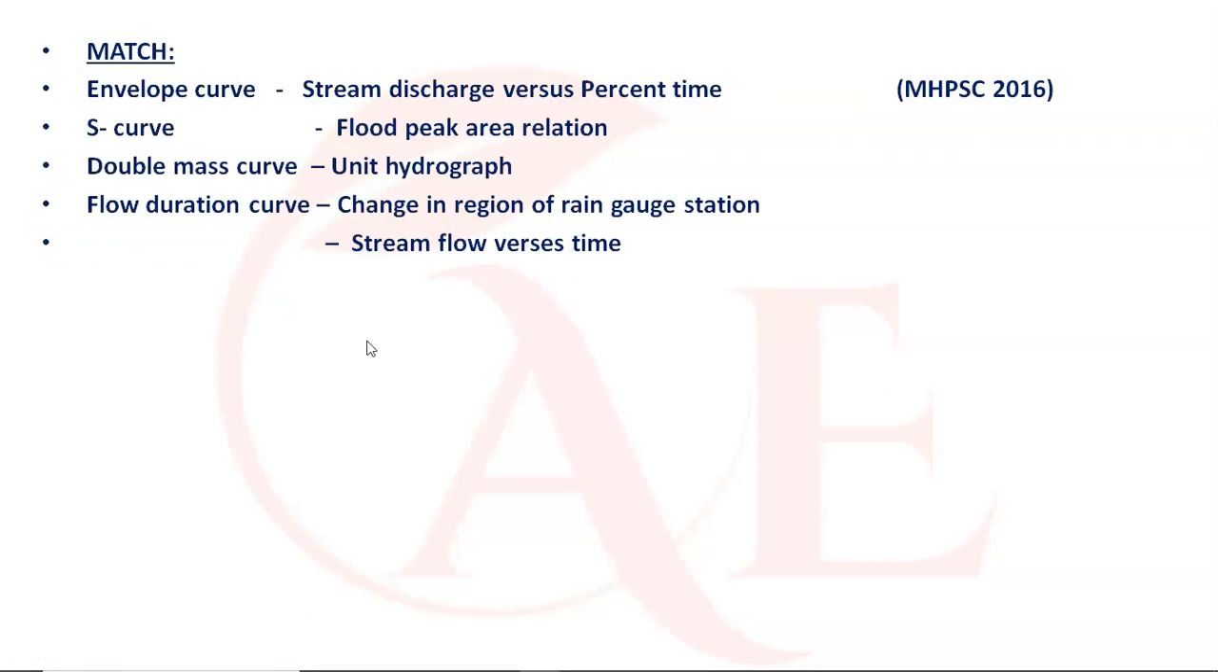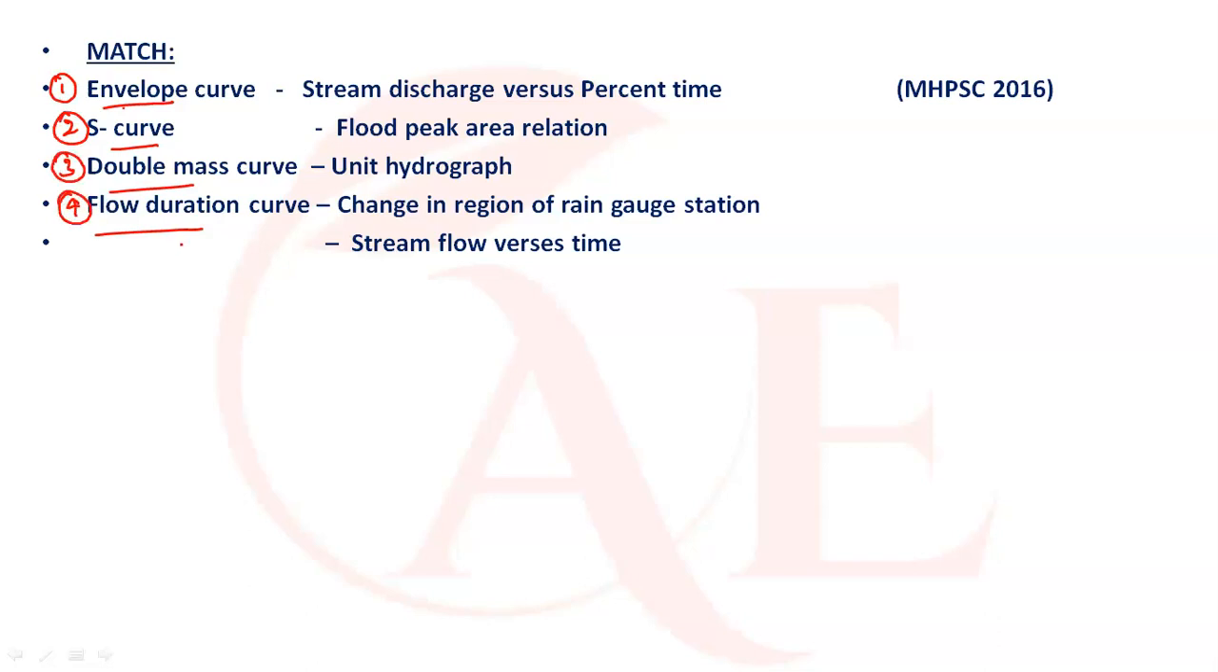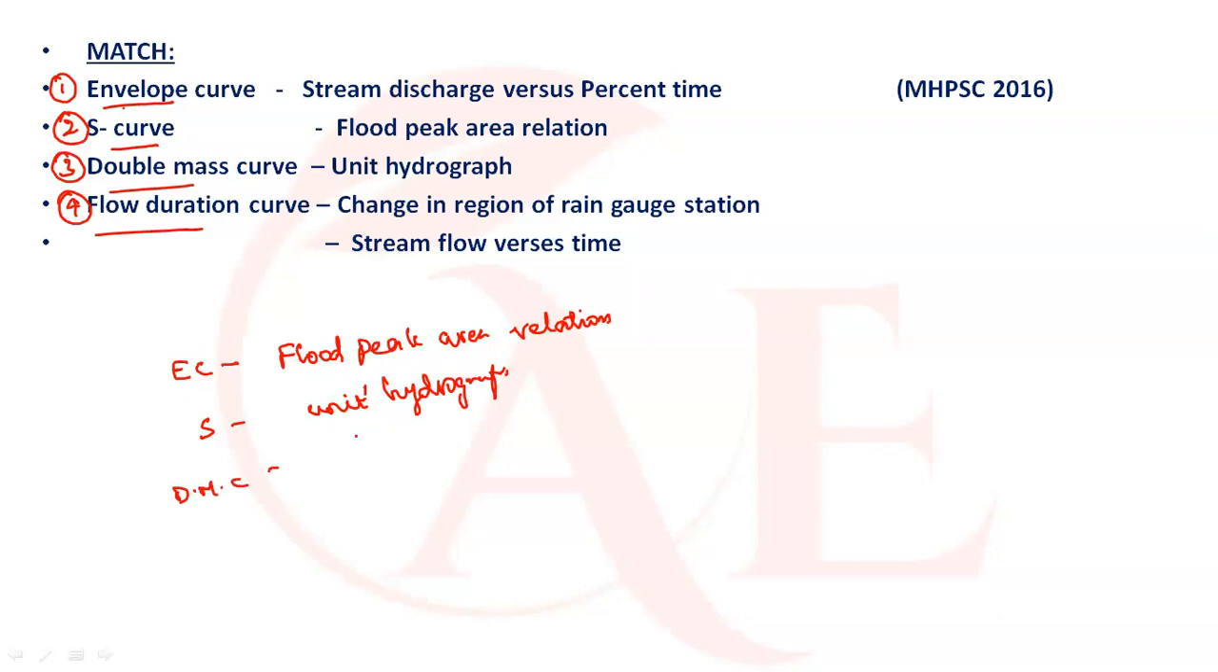Next question. Match the following. Here they have given envelope curve, S curve, double mass curve, and flow duration curve, and we want to match these. For envelope curve, it represents the flood peak area relation. For S curve, it represents the unit hydrograph. For double mass curve, it represents change in region of rainfall or rain gauge station.